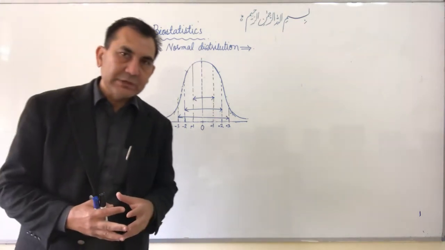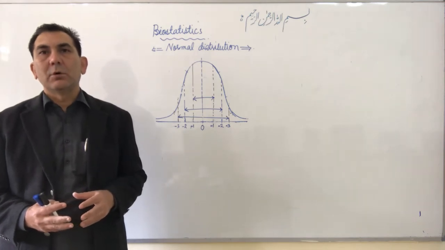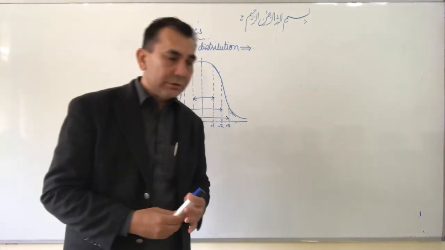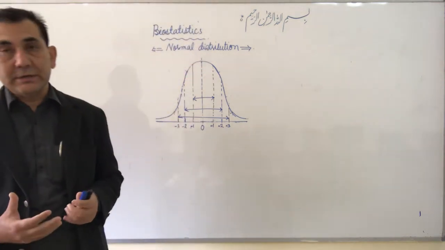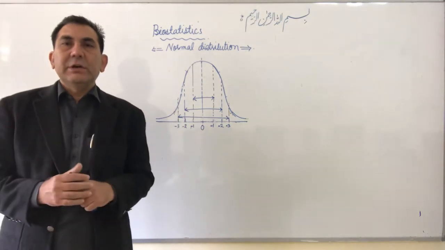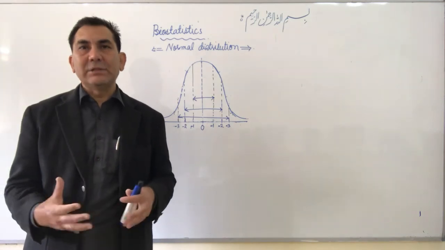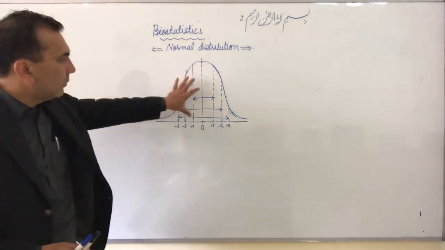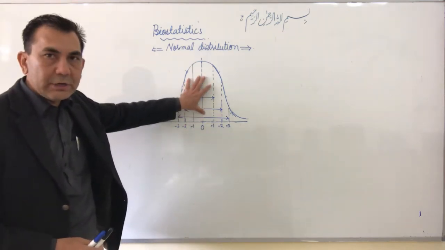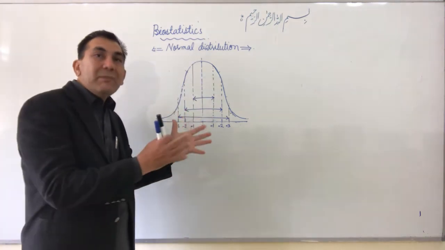In today's lecture, lecture number 6, we will learn about normal distributions. In a normal distribution, if the data is normally distributed, it always gives a bell shape. So you are looking over here at the shape of this normal distribution data, which I drew over here. You see, it gives the bell shape.